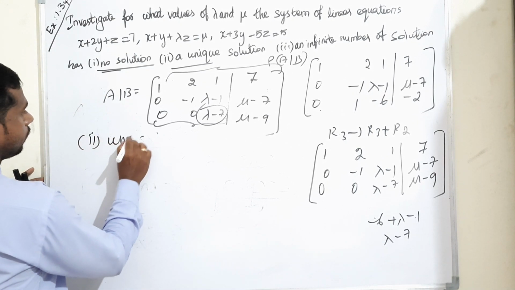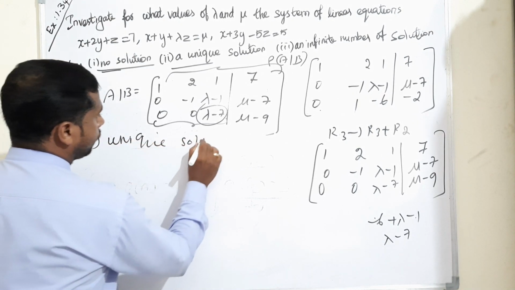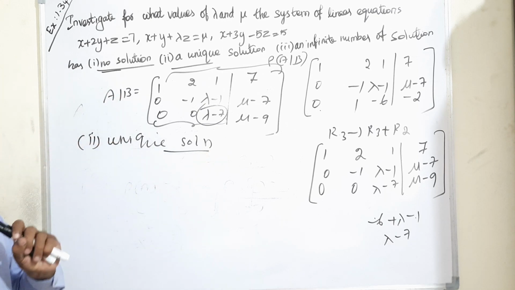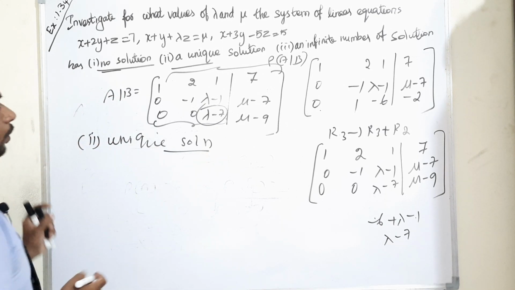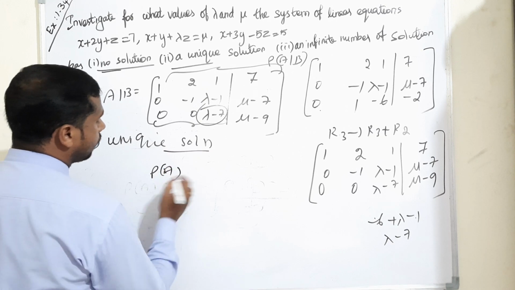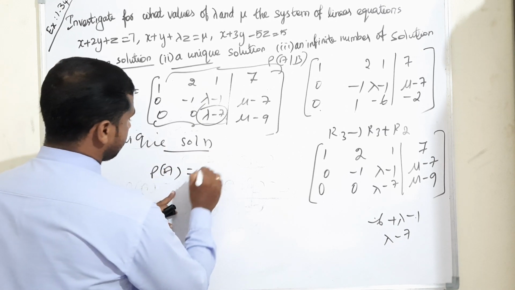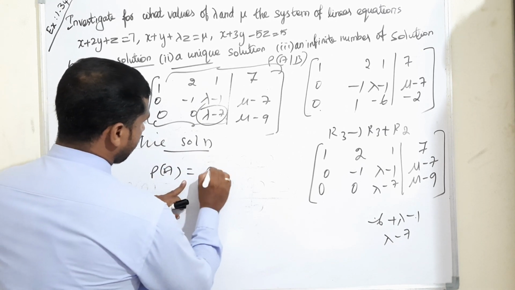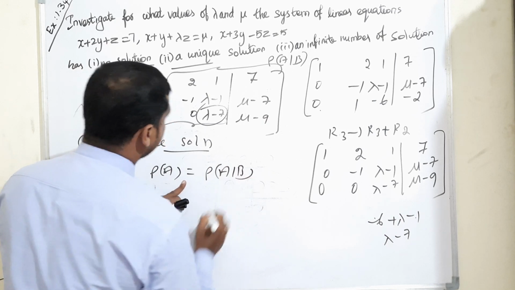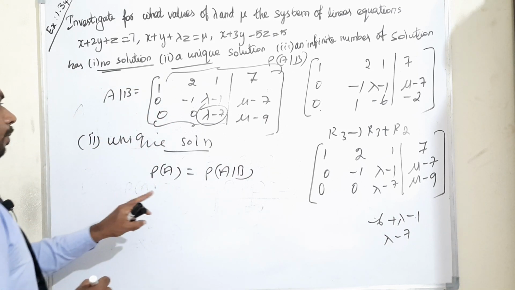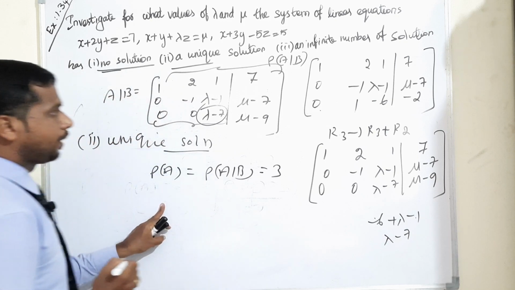Second one, unique solution. Unique solution means both the terms will be equal. Both the terms will be equal means rank of A is also equal to rank of A with B, because the number of unknowns will be 3. So both will be equal, which means definitely it will be 3, isn't it?